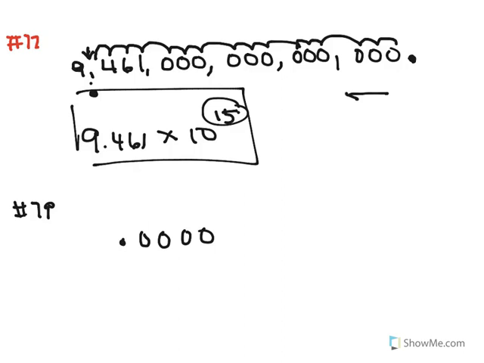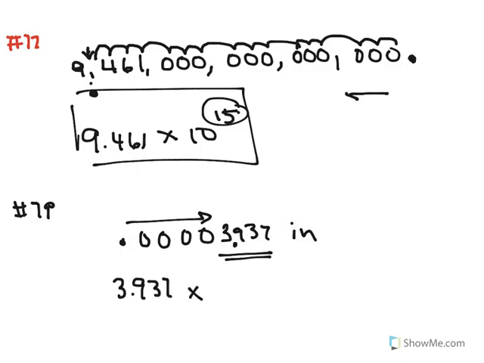1, 2, 3, and 4. 3.937 of an inch. Okay? Now, the decimal point is right here. I'm going to move it to the right, and I'm going to end up right here, the number between 1 and 10. So it will be 3.937 times 10.